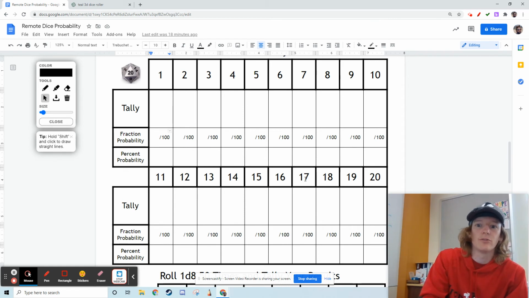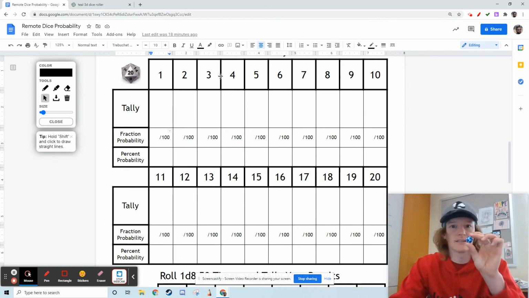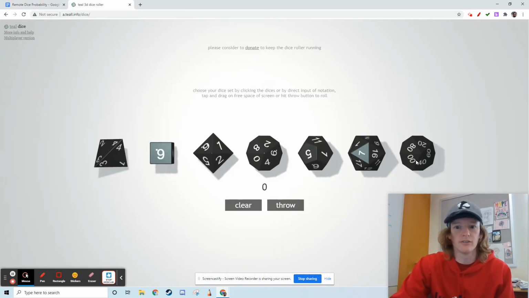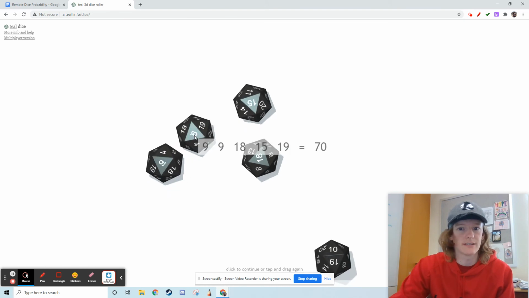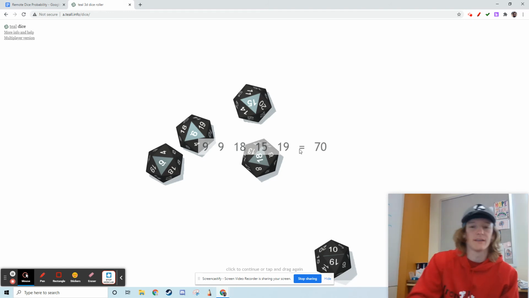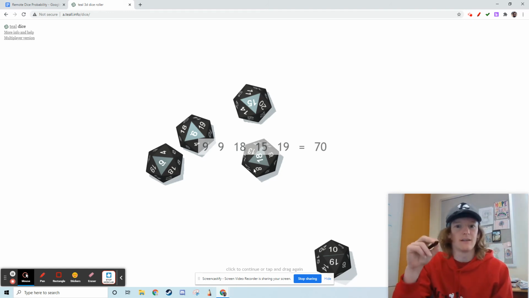You're going to roll this size die 100 times. So let's get 5 of them at a time. We'll throw all these. We've got a 6, or that's a 9, 9, 9, 18, 15, 19. These are the random numbers we just got. On your paper, just do some tallies.